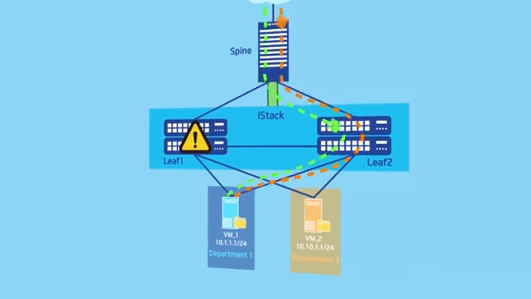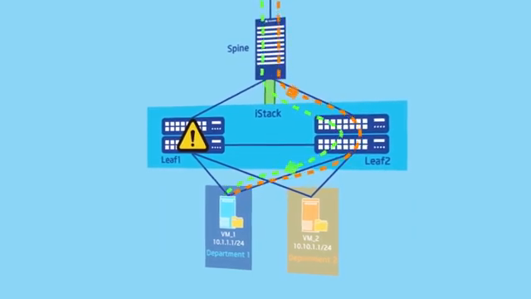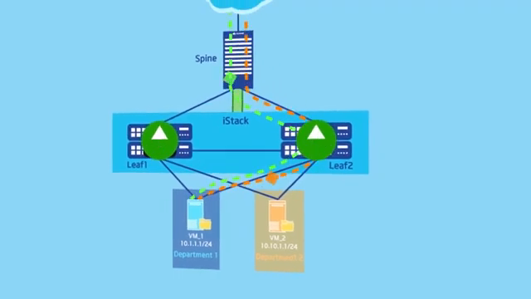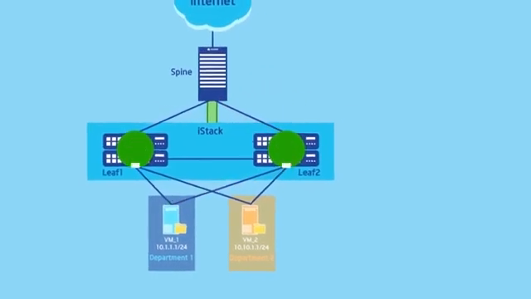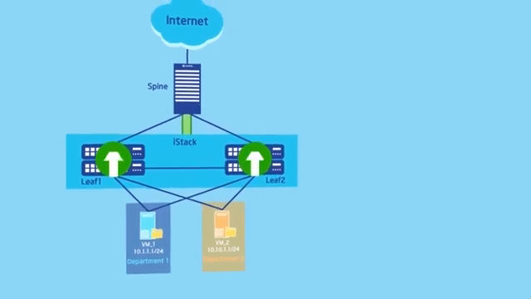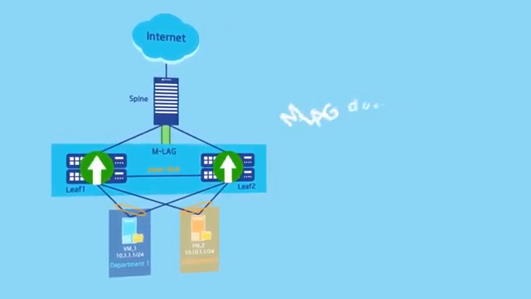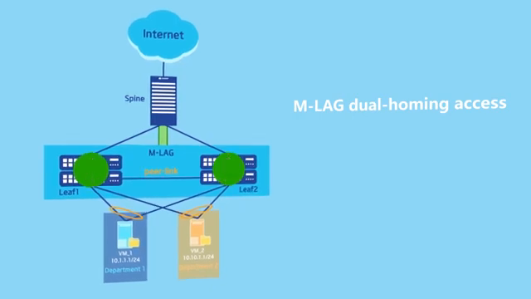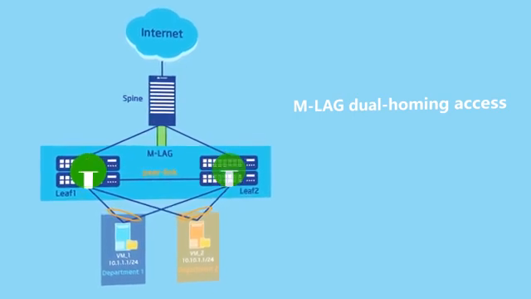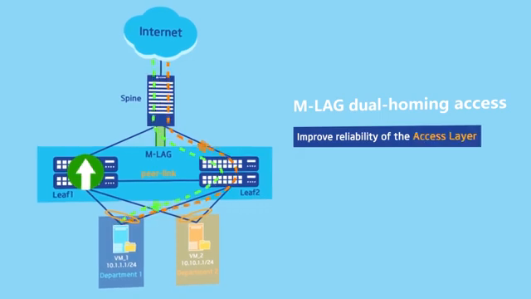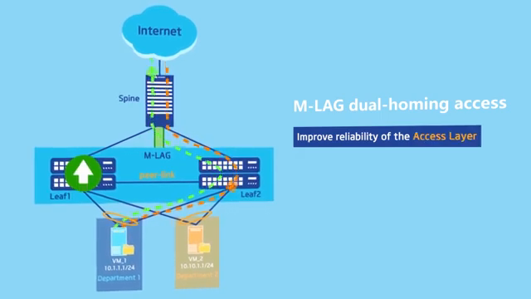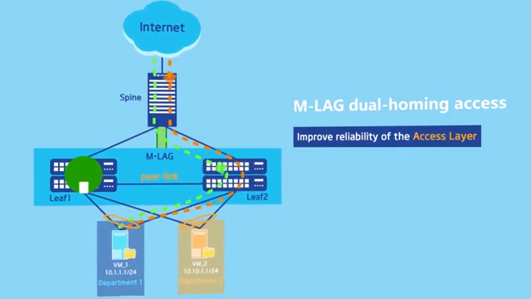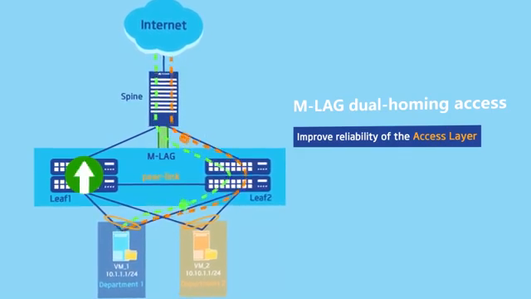While iStack simplifies deployment through centralized configuration, stack members cannot be independently upgraded, and services will be interrupted significantly during the iStack upgrade. To overcome this limitation, MLAG dual homing access can be deployed. The two devices forming an MLAG can be upgraded independently, ensuring uninterrupted forwarding of services. However, MLAG configurations are a little more complex than iStack configurations.